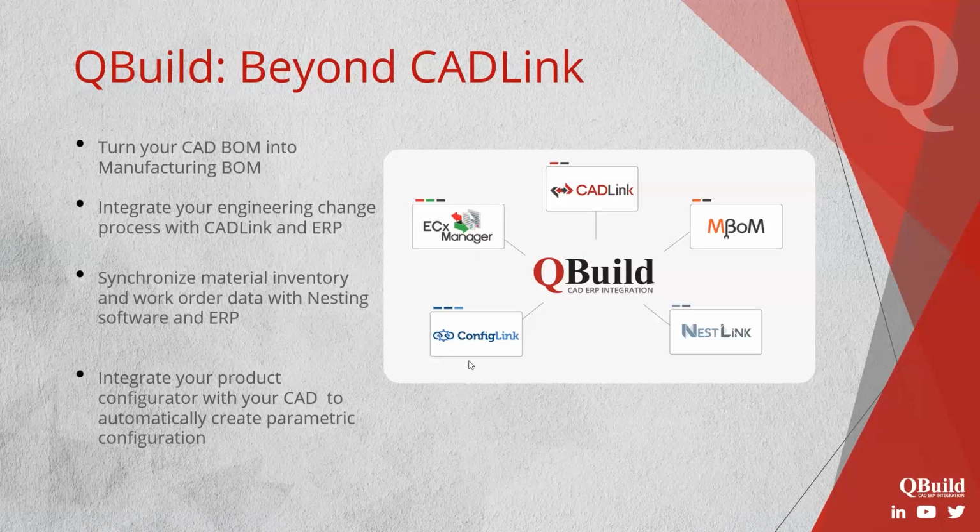And then lastly, we have ConfigLink on the bottom left side. ConfigLink integrates your configurator to a CAD system, giving you the ability to automate the modeling process and generate models and drawing files. If you want to know a bit more about some of these other solutions, feel free to reach out to myself, Nauki, or Tiffany, and we can provide some more information on those as well.